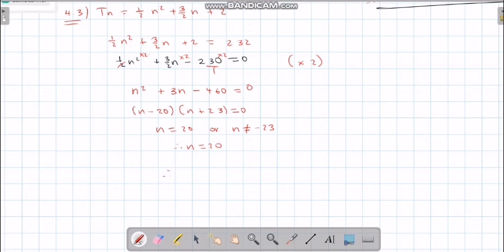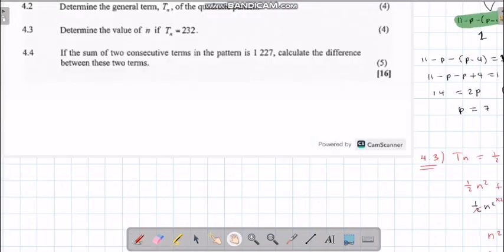So now what does it tell us? Term number 20 is 232. Okay, let's move on to our next question, 4.4. It says if the sum of two consecutive terms in the pattern is 1227, calculate the difference between these two terms.